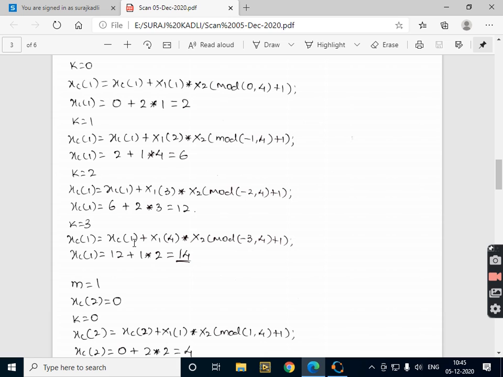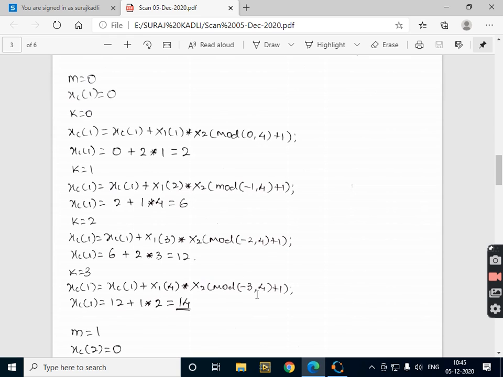Xc of 1 equals to xc of 1 plus x1 of 4, because k is 3, 3 plus 1, 4. X2 of mod of minus 3, m minus k. M is 0, k is 3, so minus 3 comma 4 plus 1. Mod of minus 3 comma 4's result will be 1. 1 plus 1, 2. X2 of 2, x2 of 2's value is 2, and x1 of 4's value is 1, and the previous result that was stored in xc of 1 was 12. So 12 plus 1 into 2 will be 14.